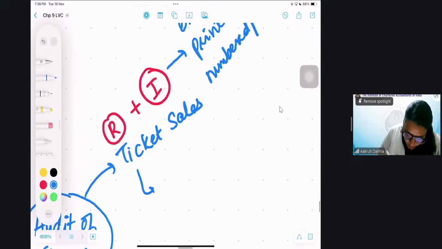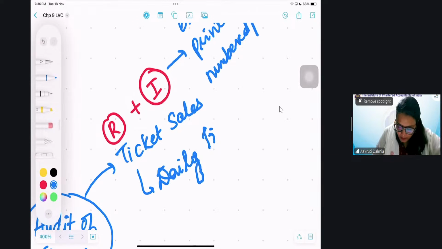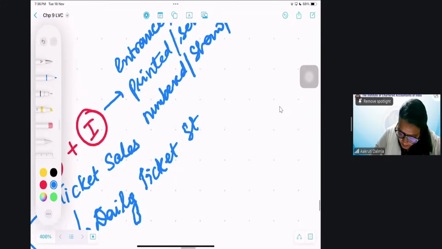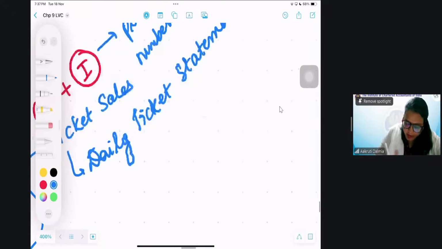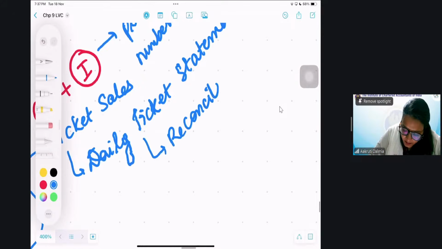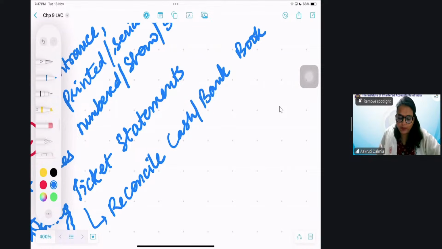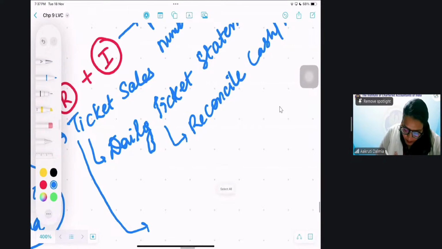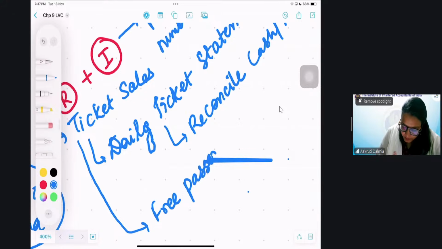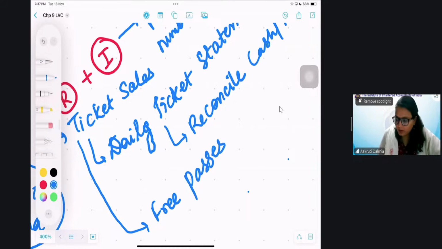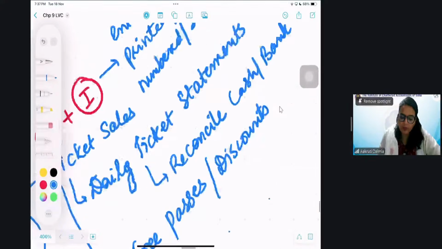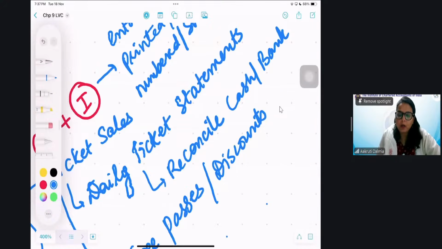Then if we talk about ticket sales, there should be a daily ticket statement. Usually theaters prepare daily ticket statements that you can reconcile with the cash and bank book. This should be properly reconciled with the cash and bank book. Then there should be proper accounting of any free passes given. Discounts should be properly accounted. All these things are very important when we are verifying or creating an audit program for ticket sales.